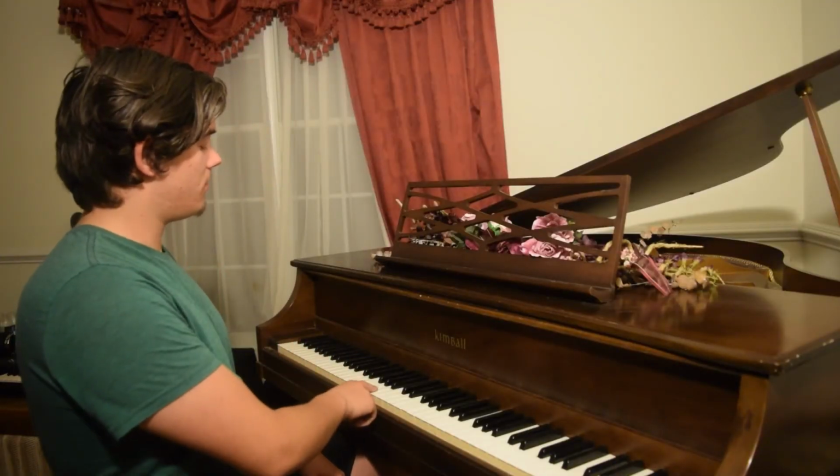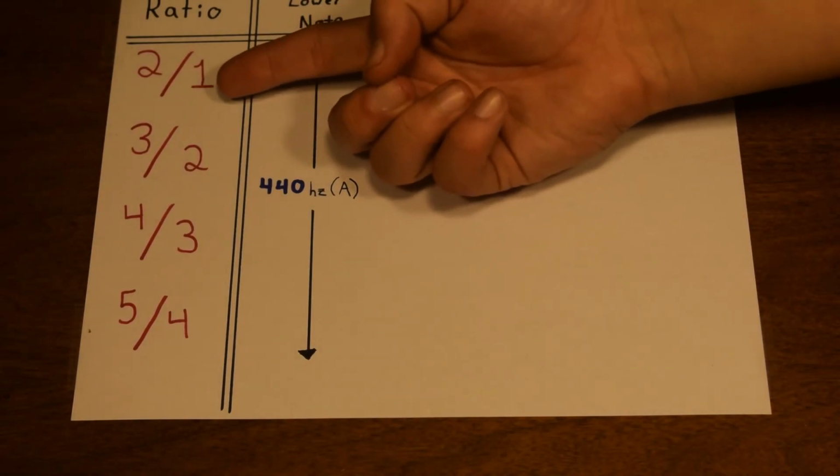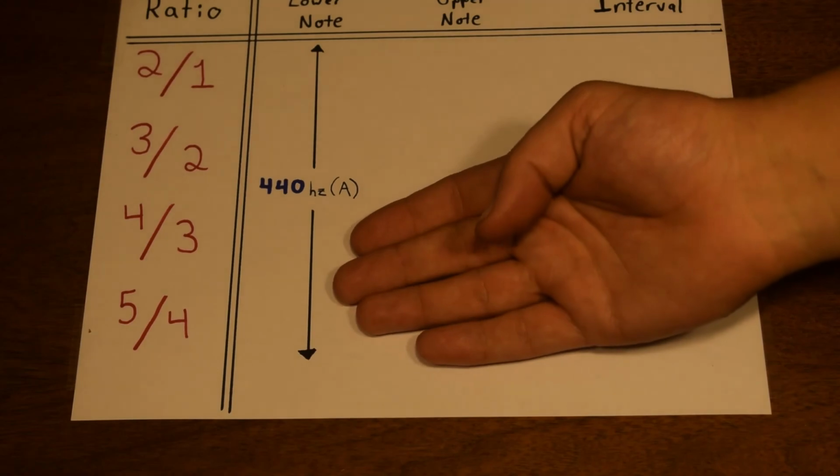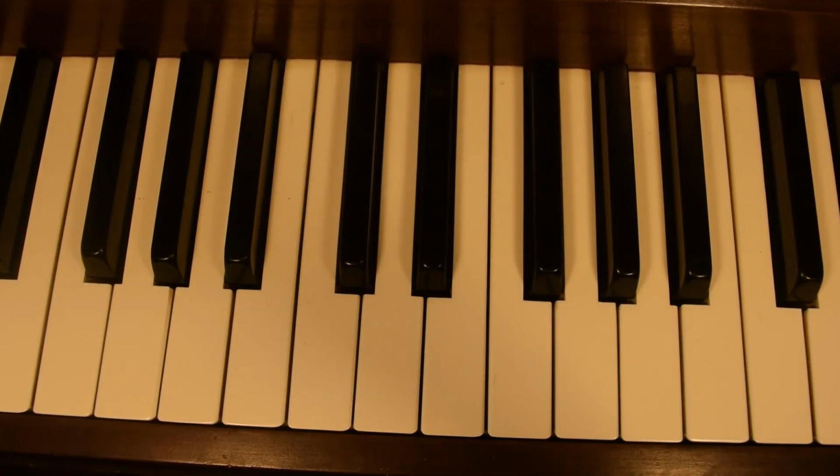Let's start with A, with a nice even frequency of 440. Let's look at our first interval, a ratio of 2:1. If we multiply this by our fundamental frequency, we get 880 Hz. This corresponds to the note A. Let's hear that.